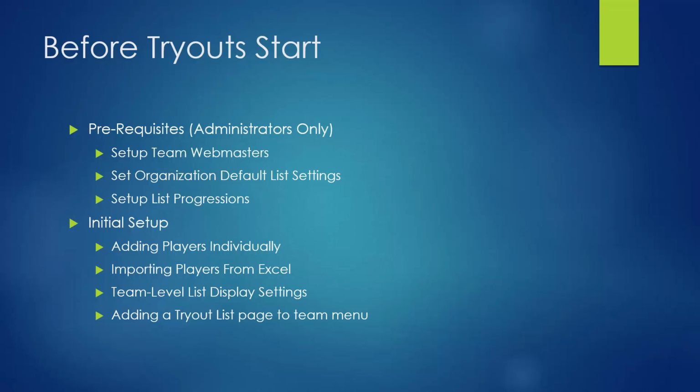We'll then go through some of the initial setup where players can be added individually, and we'll also show how to import those players from Excel. We will review the team level list display settings, which will be inherited from the organization default list settings, but each team will have the ability to override them if they so choose and if the association's policy allows them to. And then lastly, once we have the tryout list itself set up, we'll need to ensure that there is a tryout list page added to the team's menu. So again, that's something that the team webmasters can do. It might be something that the administrators do on behalf of the teams.